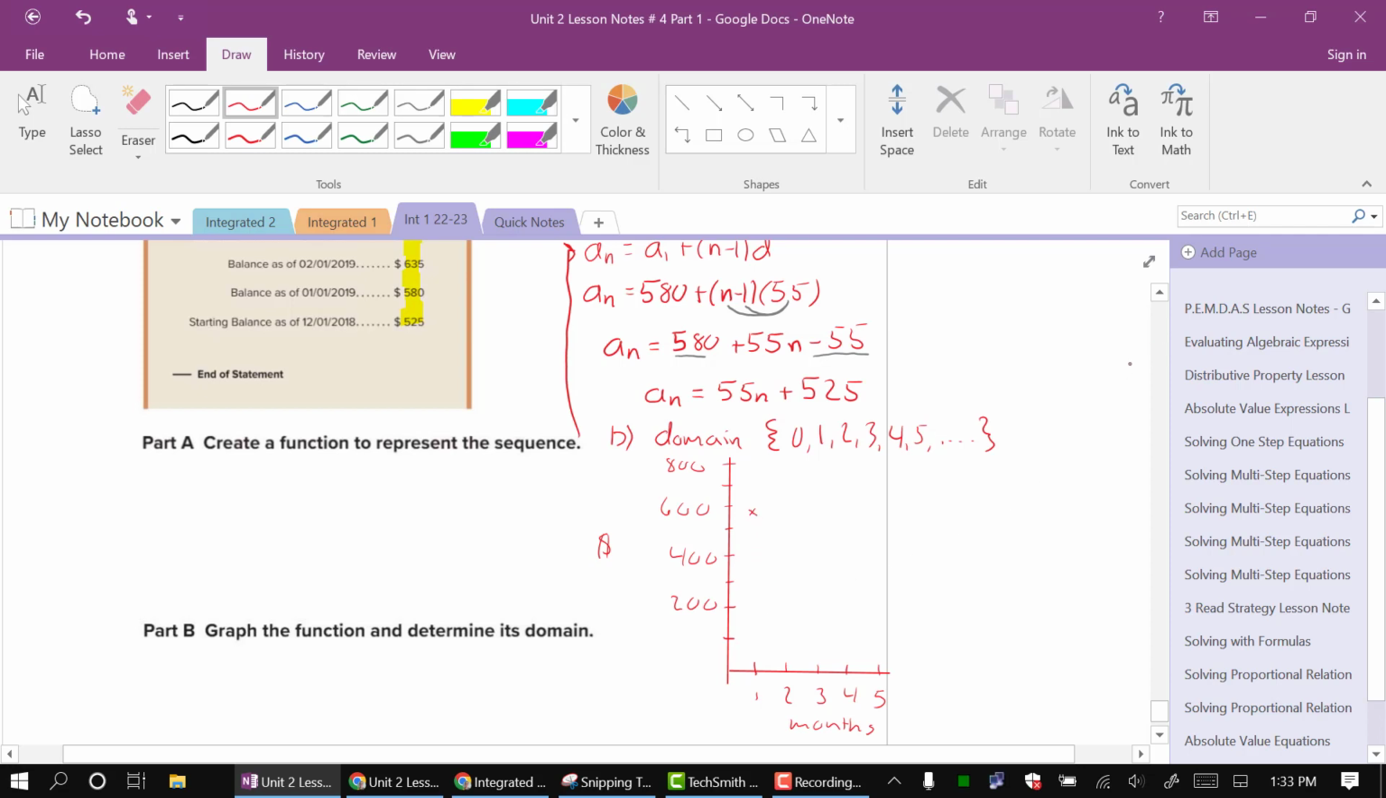After 2 months, we had $635. After 3 months, we had $690, so just below 700. And then after 4 months, we had $745. I just added $55 onto $690. And we can keep graphing it out. So this would be our graph for this problem.